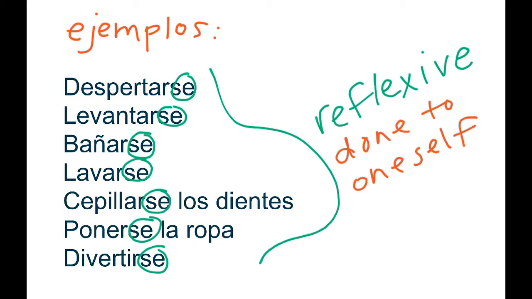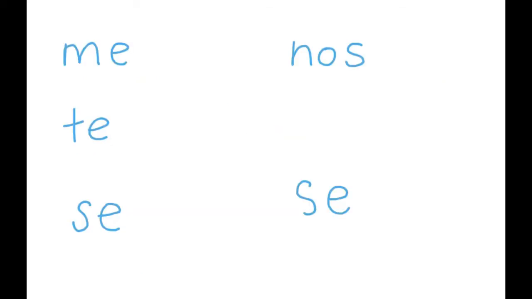Okay, so not every verb will be able to be made reflexive, right? If you put comer as reflexive, comerse would be like to eat oneself. So we want to make sure that we don't just start putting these things willy-nilly on everything that we are writing.